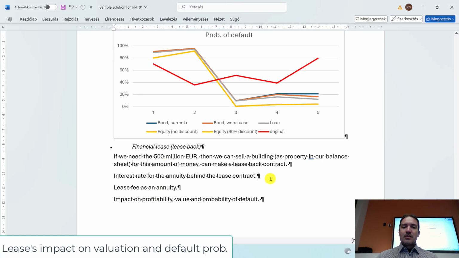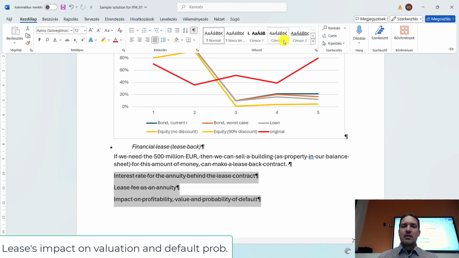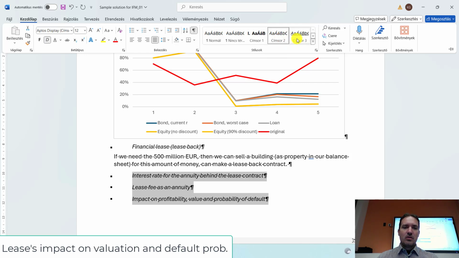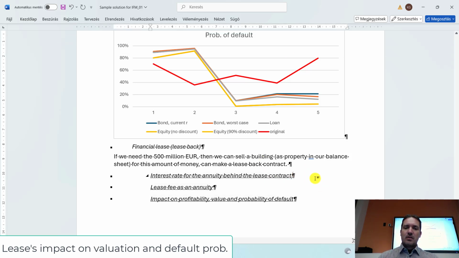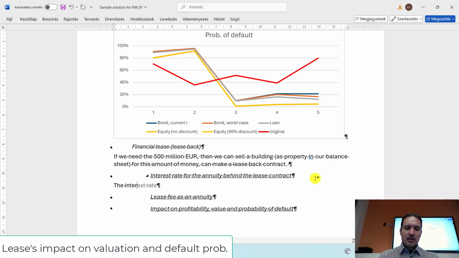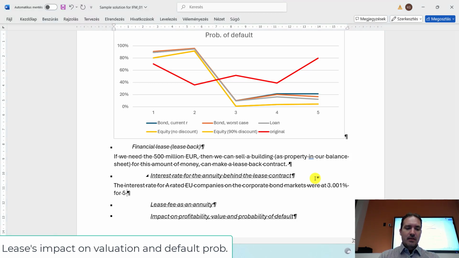So then let's write the report. Interest rate for the annuity behind the lease contract. There's no points here because we have 3, 2, no, 3. Interest rate for A-rated EU companies on the corporate bond market were at 5 years maturity.